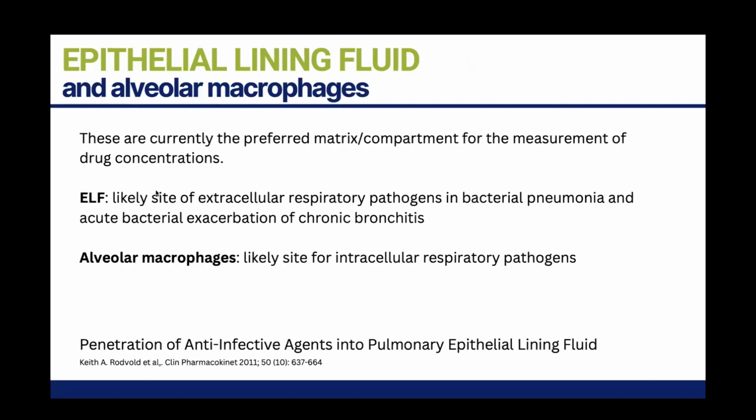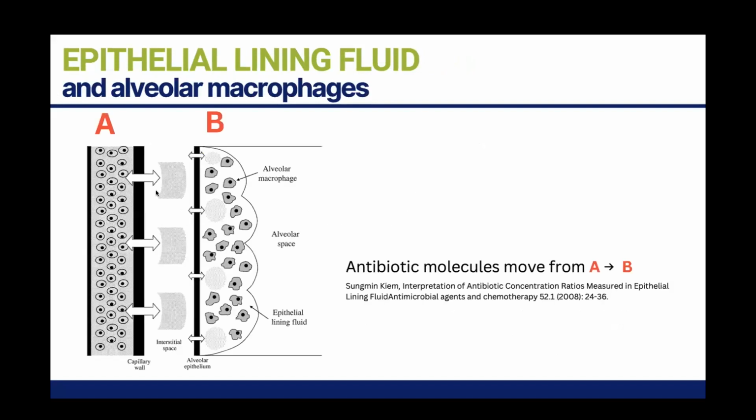So in order to understand the concentration of antibiotic from the ELF, we must understand how the antibiotic reaches this area or these sites. So this is a schematic representing the blood and alveolar barrier. The antibiotic molecules move from compartment A to compartment B. You can see that the barrier is made up of the capillary wall, the interstitial space, and the alveolar epithelium. So in order for the antibiotic to reach this ELF, they need to traverse through these 3 layers or 3 barriers. And the alveolar epithelium here is less porous compared to the capillary wall.